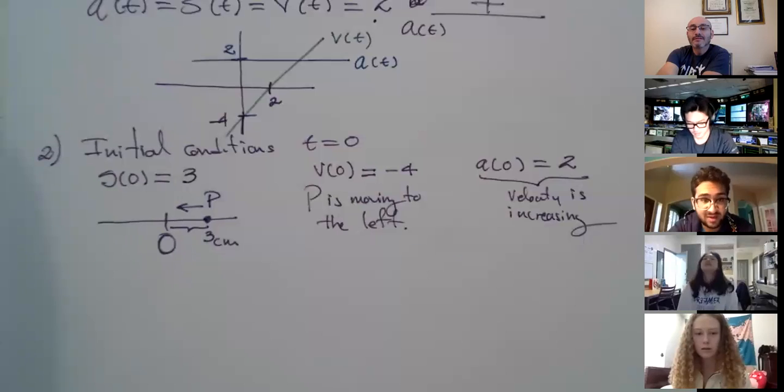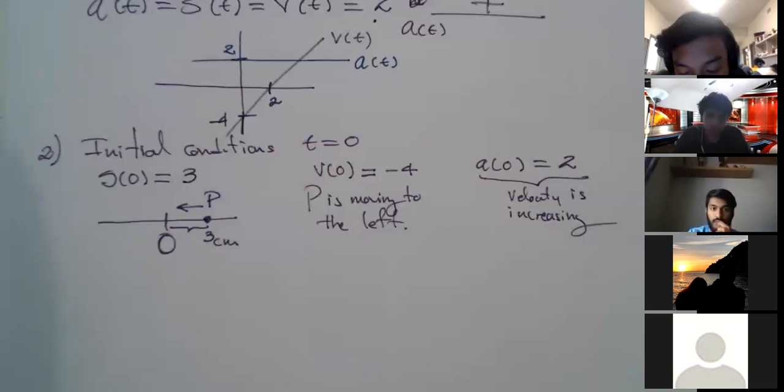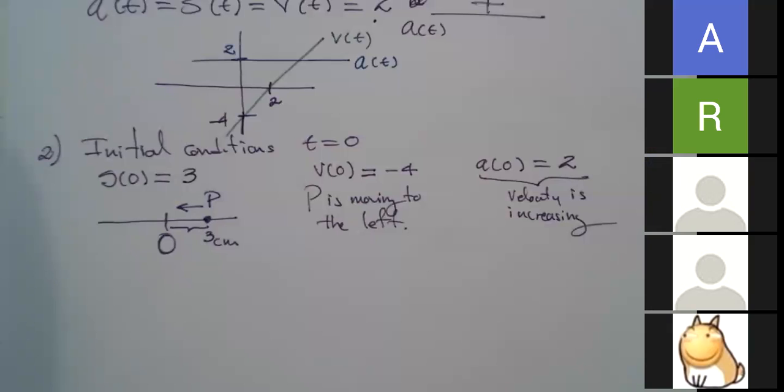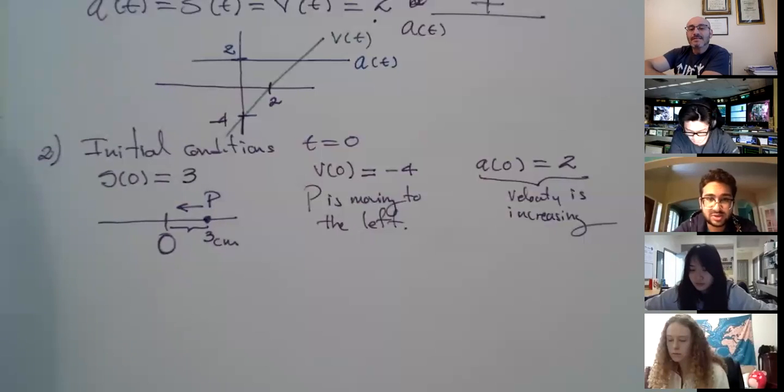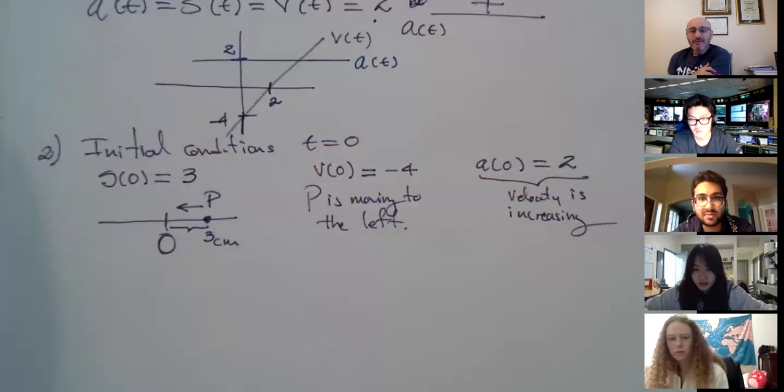Go ahead. Point P is moving 3 centimeters to the left towards the origin, and its velocity is increasing. Say that again. Point P is moving 3 centimeters to the left towards the origin, and its velocity is increasing. Yeah, not that bad. Okay, so I will write something like this.